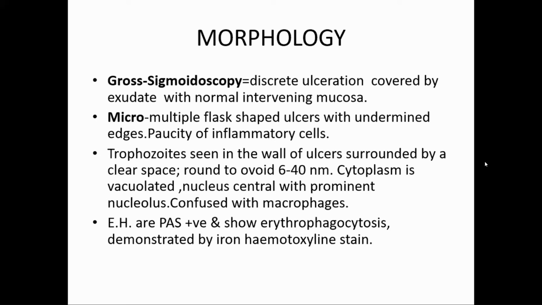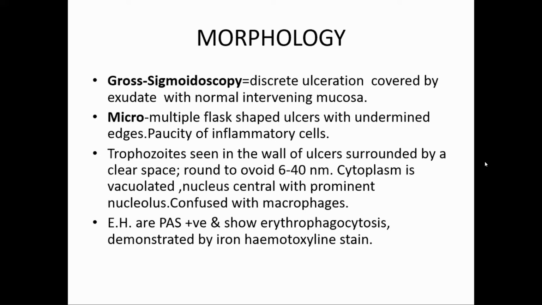Gross: discrete ulcers covered with exudate. They are in the ascending colon and cecum most commonly. And the intervening mucosa between the ulcers is normal. Under the microscope, these ulcers are flask shaped with overhanging margins or edges, and there are very few inflammatory cells. And trophozoites are seen in the wall of the ulcer. And around the trophozoites, there is a clear space because the surrounding tissue is broken by the proteolytic enzyme they secrete. Their size is 6 to 40 nanometer, and the cytoplasm is vacuolated and they contain erythrocytes.